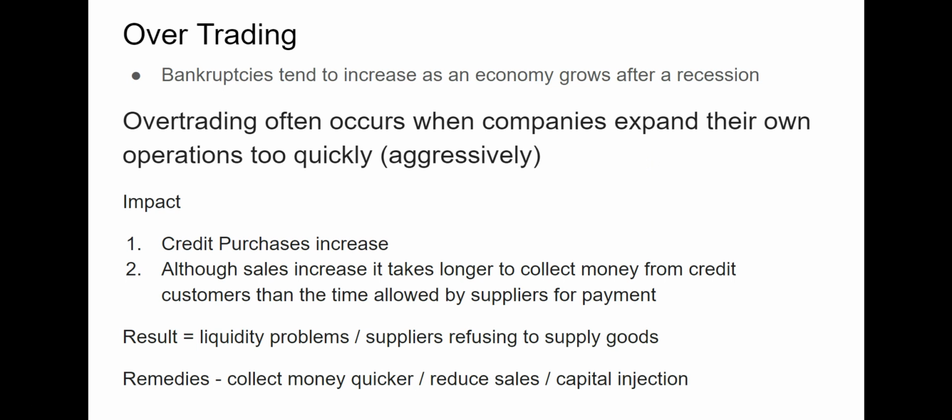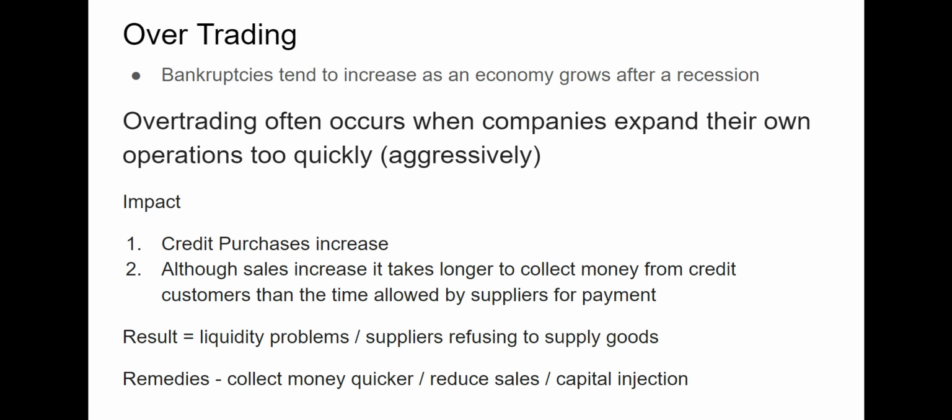This is due to something called overtrading, and it's to do with companies increasing their sales too quickly. And the reason that becomes a problem, or the impact of it, is that credit purchases need to increase. And the problem that businesses then have, they may well end up being able to collect their money that they are owed from their customers more slowly than they are able to repay their suppliers.